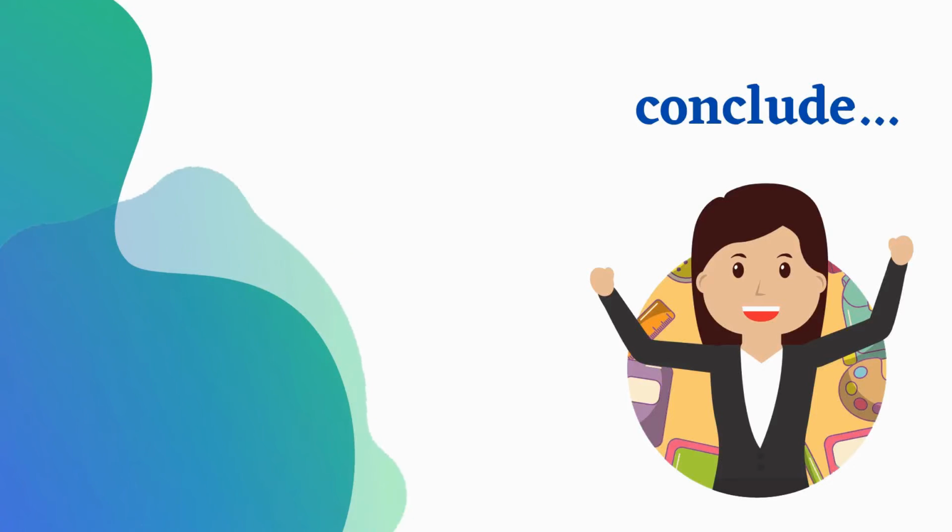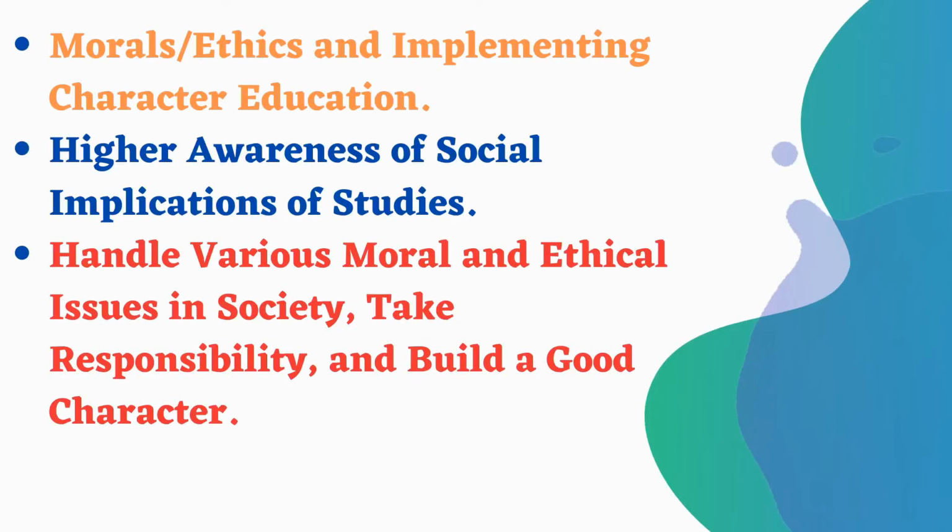So to conclude this in a nutshell, by teaching morals, ethics, and implementing character education in the multidisciplinary subjects, the majority of educators at large will strongly support a motivational context for learning and understanding the socialization and humanization. Students can develop higher awareness of social implications of their studies, become self-dependent individuals, and be able to recognize, accept, and internalize their role in decision making.